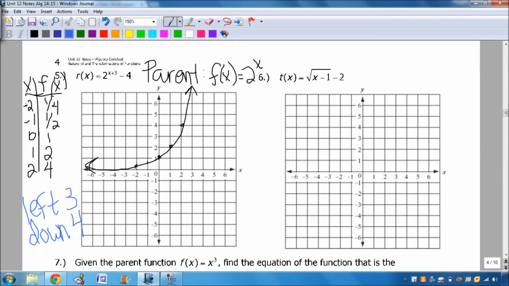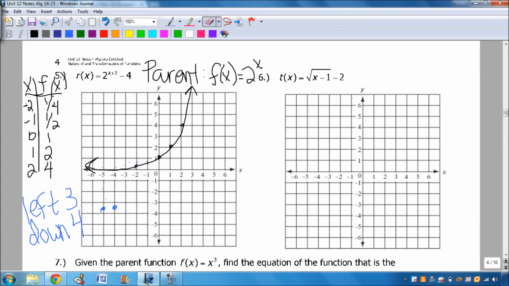I'm going to go to the left 3, 1, 2, 3, and then I'm going to go down 4, 1, 2, 3, 4. So I end up at negative 3 and 3/4, okay? So I'm slightly a little bit above negative 4, okay? And then the next point right here, which is at a half, I'm going to go to the right 3, 1, 2, 3, and then I'm going to go down 4 again, 1, 2, 3, 4. So now I'm at a half, okay?